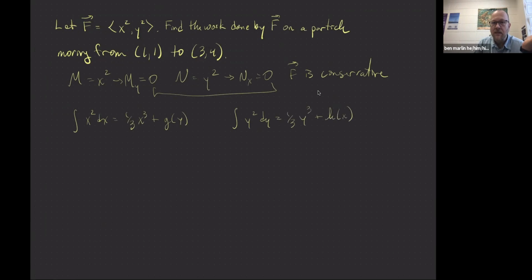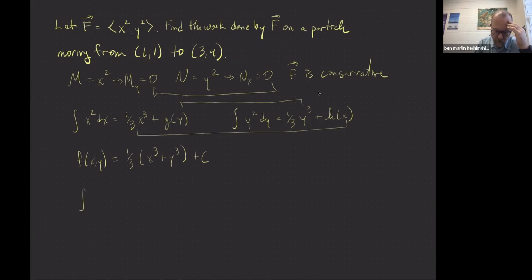We can see that there is no common shared function there. So it will turn out in this case that the g of y is that 1/3 y cubed and the h of x is that 1/3 x cubed. So our f of xy, that's our potential function, is just going to be 1/3 of x cubed plus y cubed. Very technically, we should write a plus c, but then we end up not using it because of the purpose we put it to.